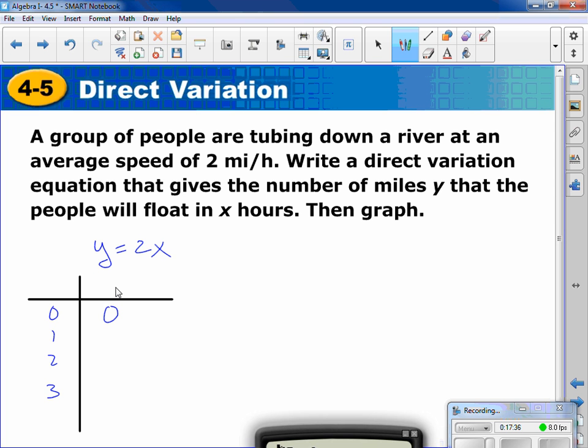And other examples of direct variation. If you work a job, you get paid per hour. If you work 0 hours that week, how much do you get paid? 0 money. You get $0 if you don't work. That's what direct variation is. If you're not in the water tubing, then you're not moving at all.